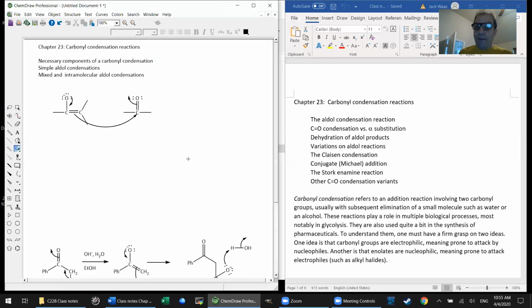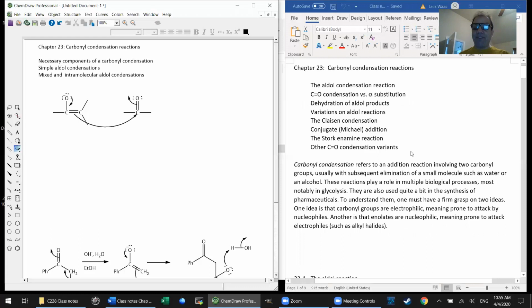And that's all we mean by a carbonyl condensation reaction. It's another nucleophilic acyl addition reaction or substitution reaction, depending, in which the nucleophile is an enolate. That's it. If we understand that, then we can understand the aldol and Claisen condensations and all the various spin-off reactions of that. So that's the main idea that we have to have down cold before we understand this.